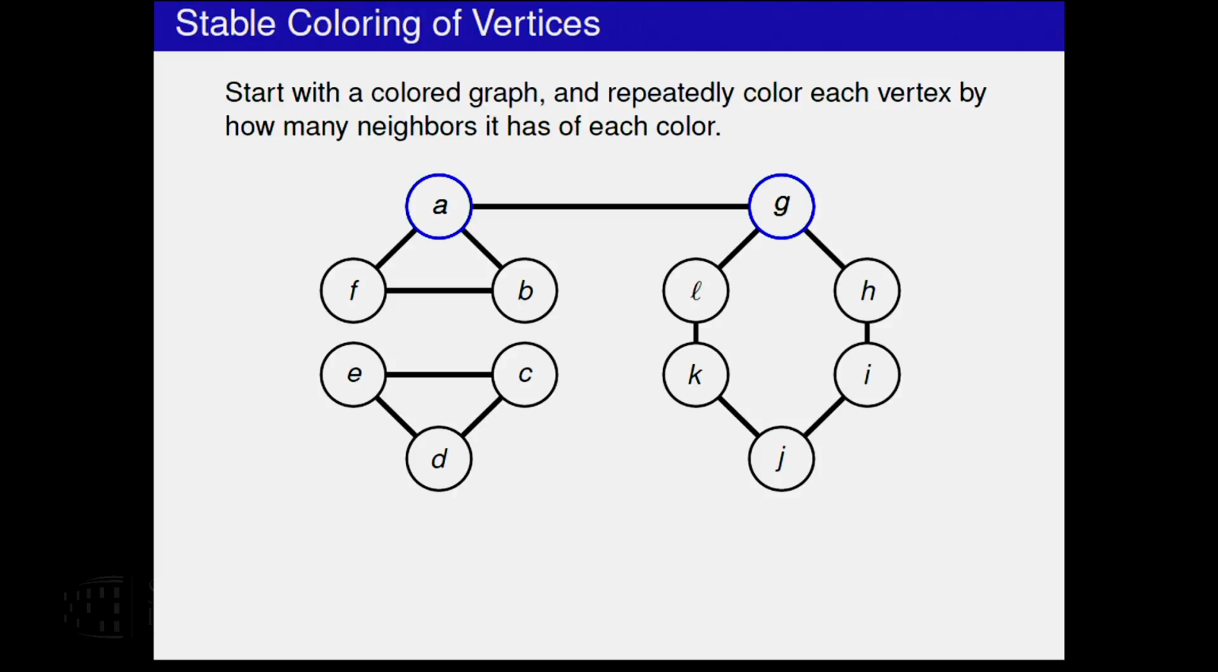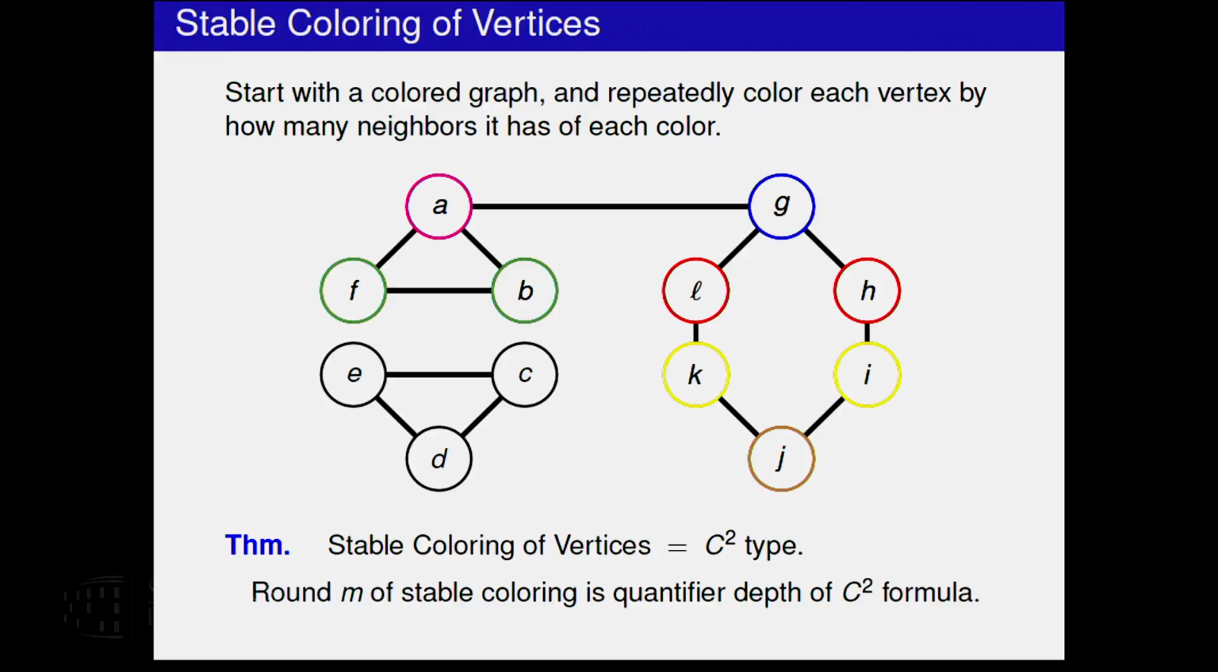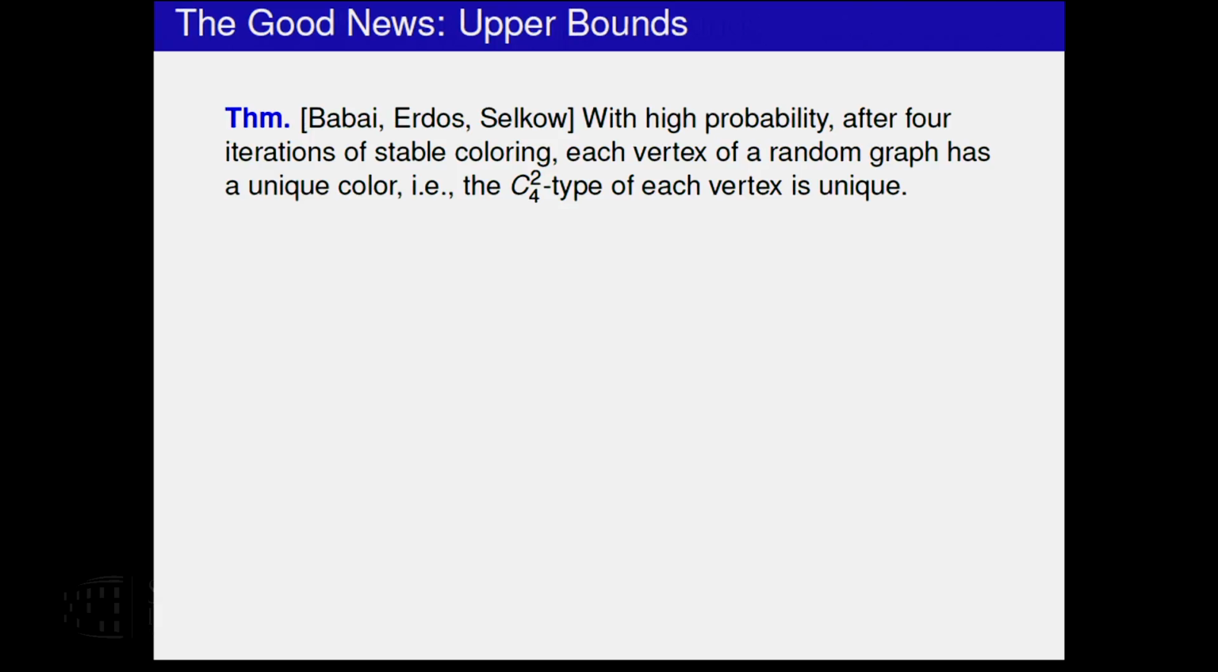And now at the next round, that's the quantifier depth 1 formulas. At the next round, this one has one blue neighbor and one black neighbor. This one has 2 black neighbors. So at the next round, they get different colors. I don't know if you can see them. These are blue, these are magenta. Okay. And so on. And then if you do stable coloring, that's just computing the C-type. And each round of the stable coloring is a step of the C-type.